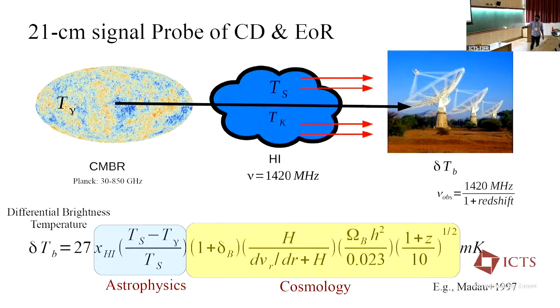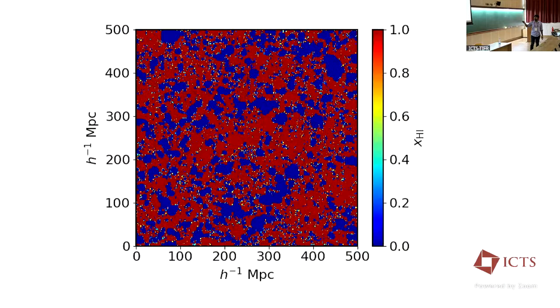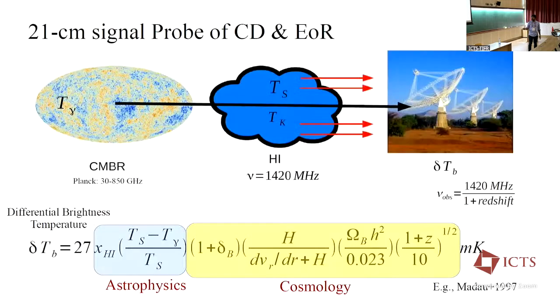Now what we want to do is the differential brightness temperature estimate. That was our aim. So far we have started with a cosmology, used the density field, the halo list, and a property of the source, and estimated the ionization fraction or neutral fraction field in this box. Now, using that, we need to generate a differential brightness temperature map, and one can use this equation.